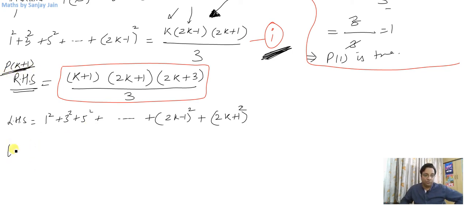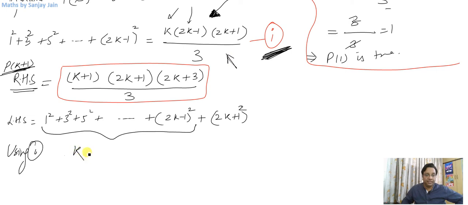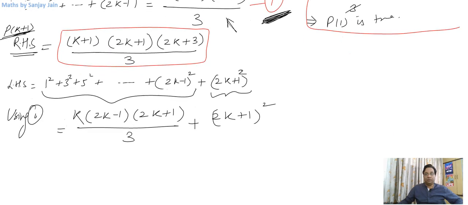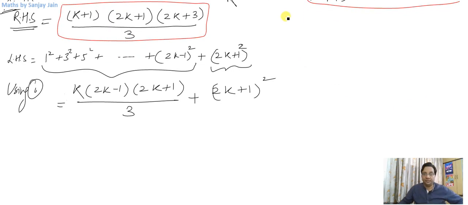So using equation 1, I will replace this part with this, which is k into 2k minus 1 into 2k plus 1 by 3, plus this term 2k plus 1 squared, right? So now I'll be manipulating this, and I know already what I want in this question. This is what I want.